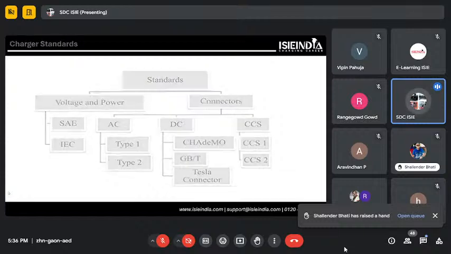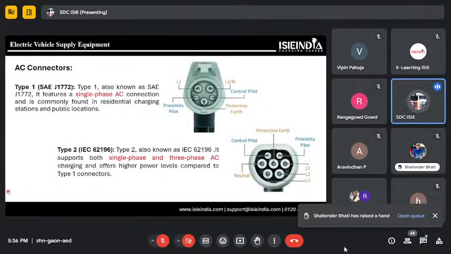So I'm starting with the type 1 AC connectors, which we also call SAE J1772 chargers. These chargers support a single-phase power supply, right? And these have a rating of 120 volt. The output power is suitable for two-wheelers and three-wheelers.